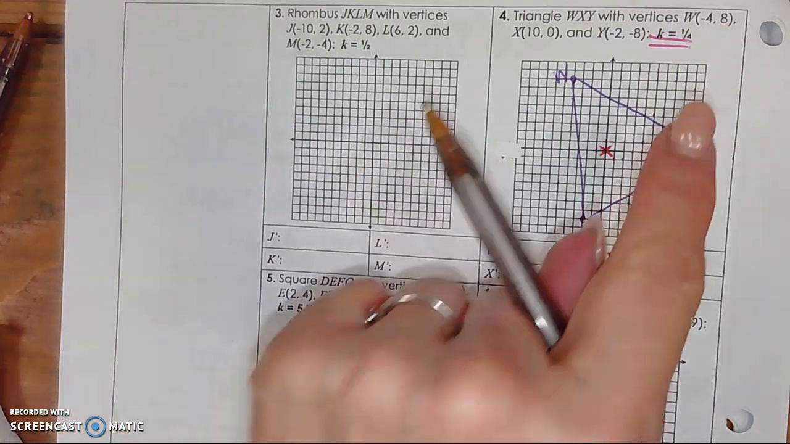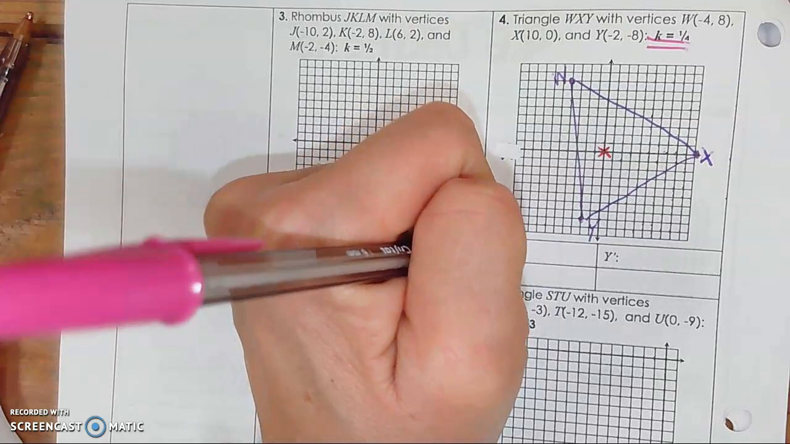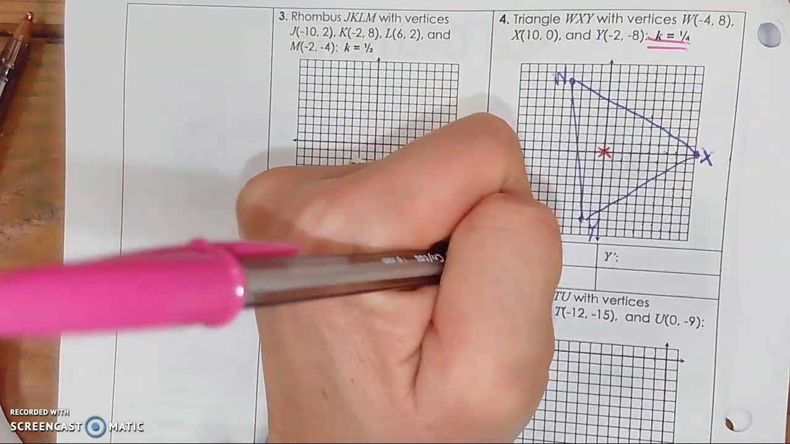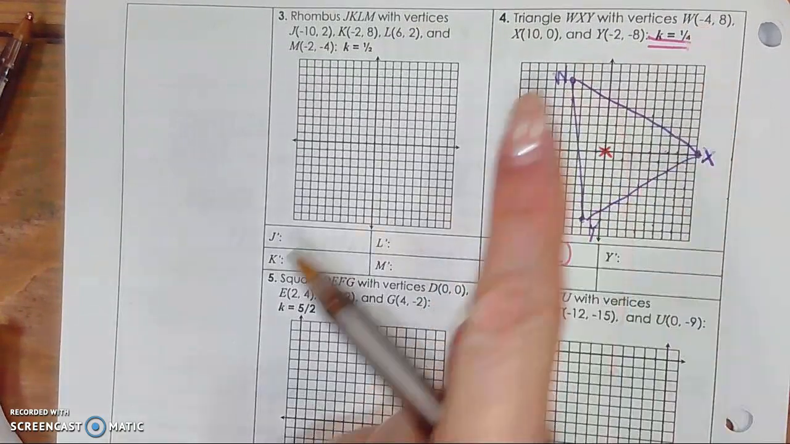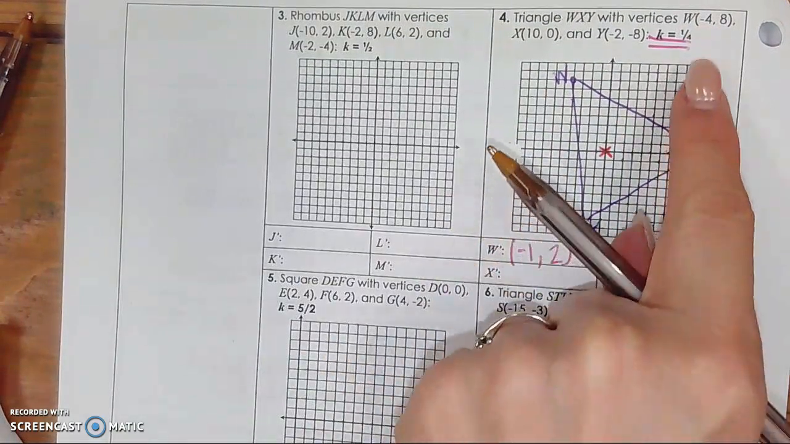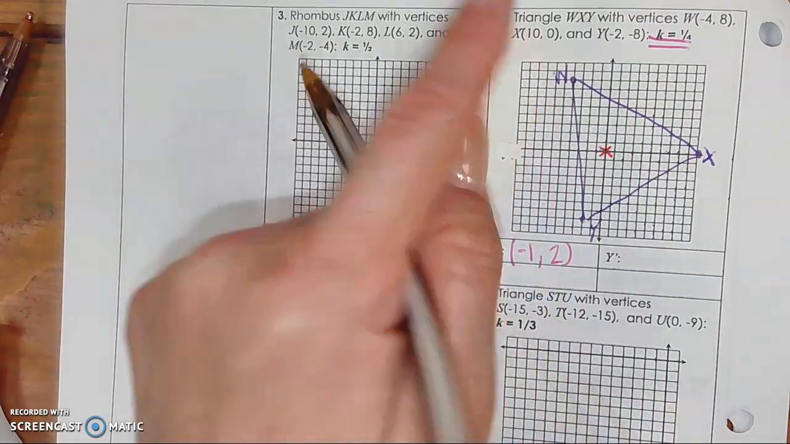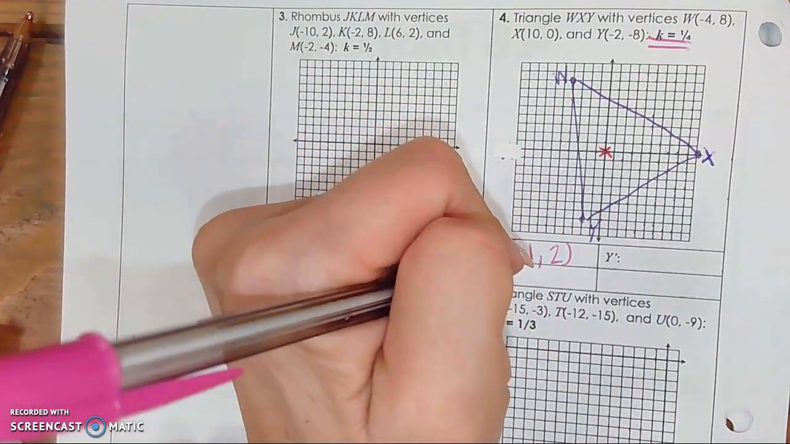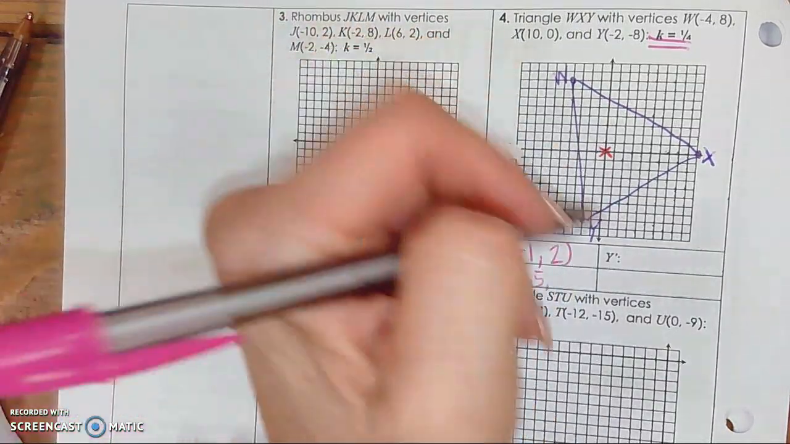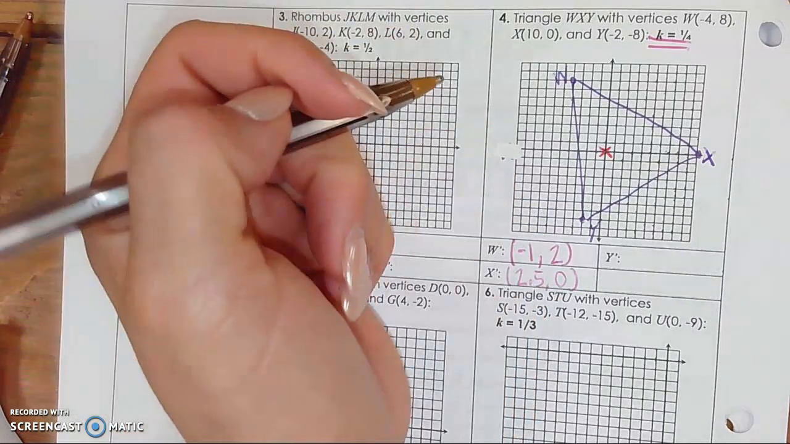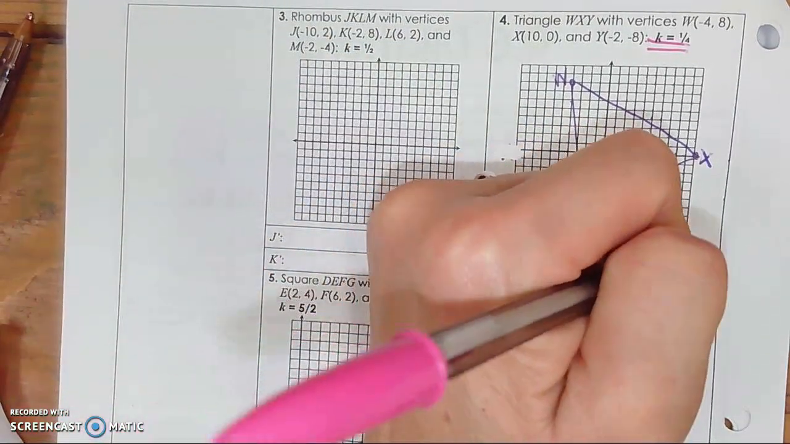Okay, so now I'm going to multiply everything by 1/4. All right, you can use your calculators to do that if that helps you. But -4 times 1/4 is -1. 8 times 1/4 is 2. All right, moving to x. 10 times 1/4 is 2.5. And 0 times 1/4 is 0. Y would be 0.5 and -2.